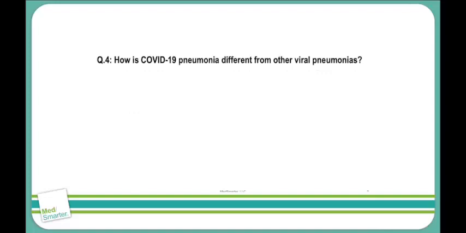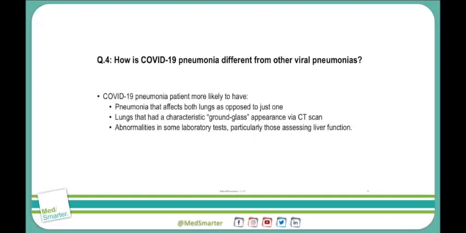Number 4, how is COVID pneumonia different from other viral pneumonia? So symptoms of COVID pneumonia may be similar to other viral pneumonia, because it's very difficult to say whether it's viral or COVID. But they have figured out what is going to be different in COVID. COVID pneumonia patients were more likely to have pneumonia that affects both lungs as opposed to just one, lungs that have a characteristic ground glass appearance on CT scan, and abnormalities in some lab tests like liver function tests.